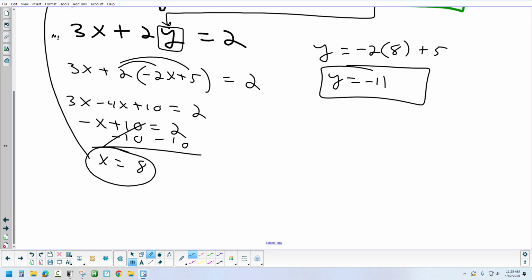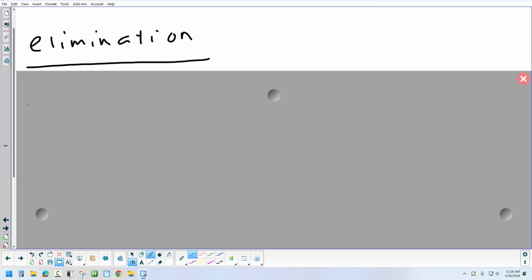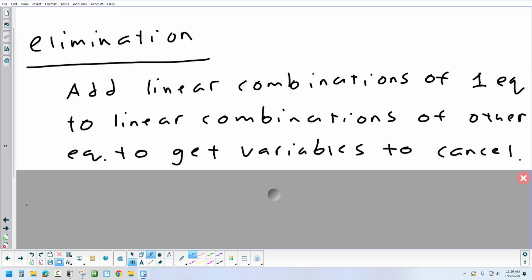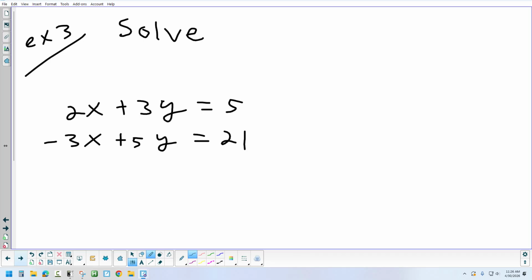Okay, so substitution, hopefully that was review. Next method is elimination. With elimination, the goal is to try to get one variable to cancel out. And when you do elimination, you think of doing it in like a column. So we're going to have columns, and everything has to be lined up in like terms. So you're going to always make sure your x's are in a column, your y's are in a column, and your numbers are in a column, just like that.